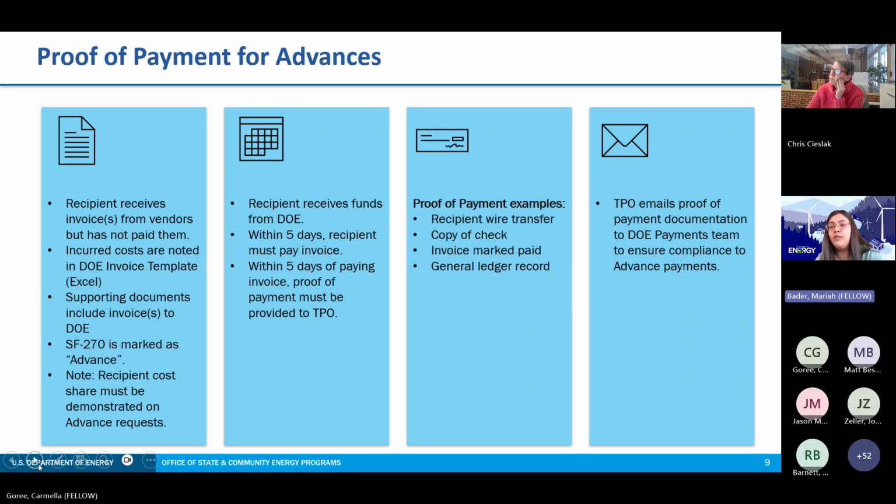And then on your SF-270, that request for advancement or reimbursement, you will mark advanced. Then, following the same kind of invoicing process, you will upload the invoice into Vipers upon that TPO initial approval. You will then receive the funds from DOE, and then you must pay that invoice within 5 days of receiving the funds. And the proof of payment can be a recipient wire transfer, a copy of a check, an invoice marked paid, or a general ledger.